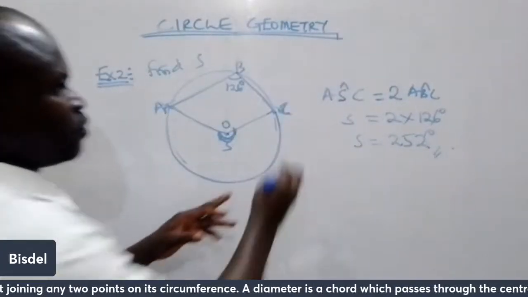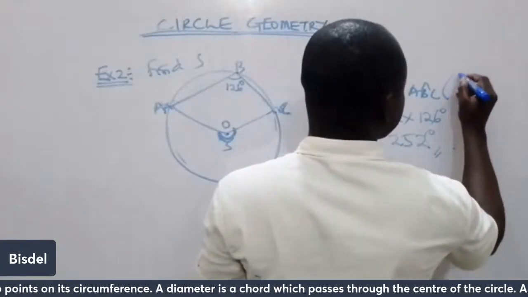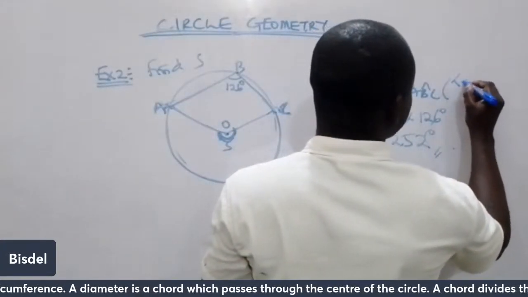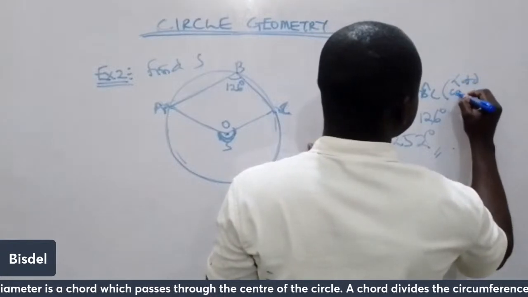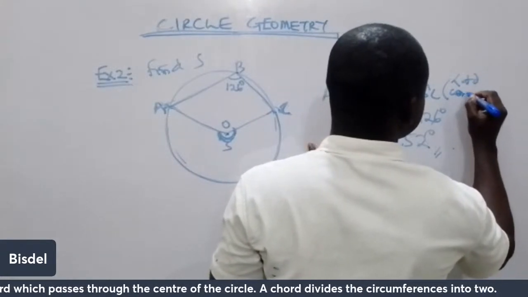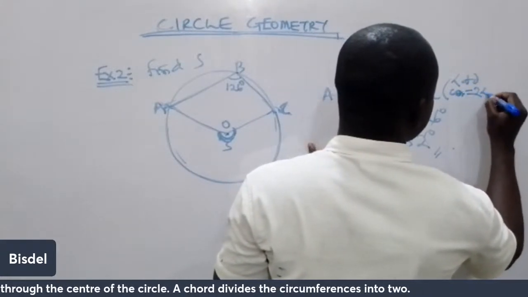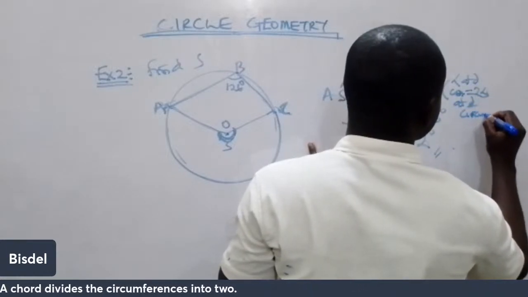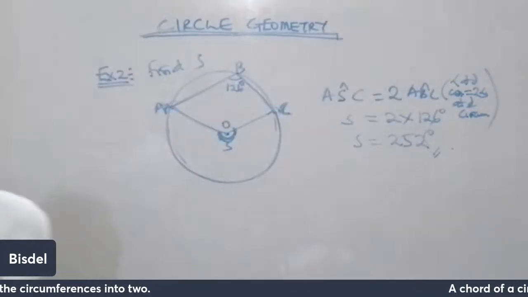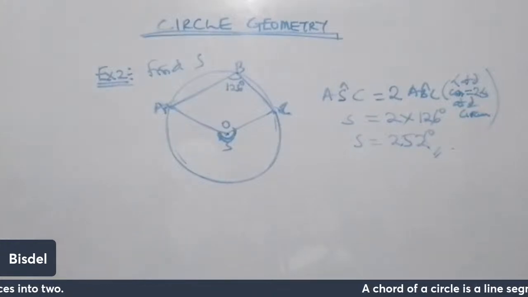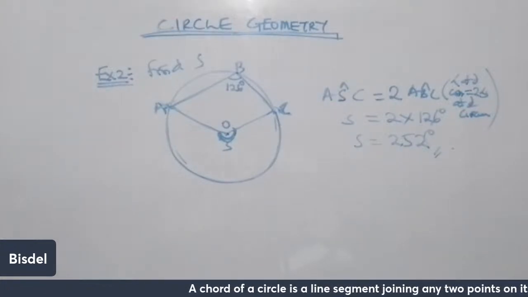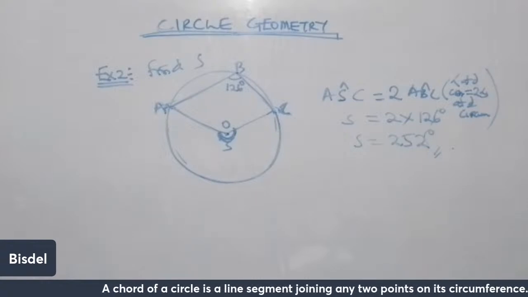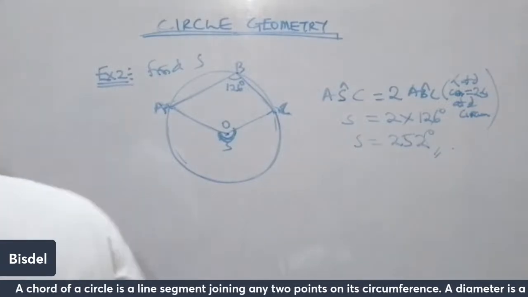So when I make this statement, there must be a reason. Angles at the center equals 2 times angles at the circumference. You can't just make any statement under geometry without a reason. So there must be a reason. You must tell us the reason. So in this case now, the angle X is 252.